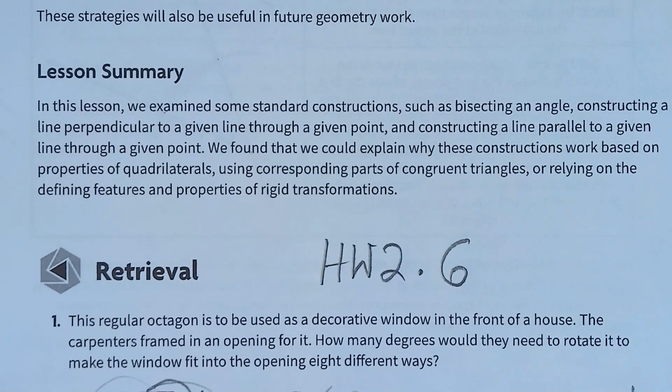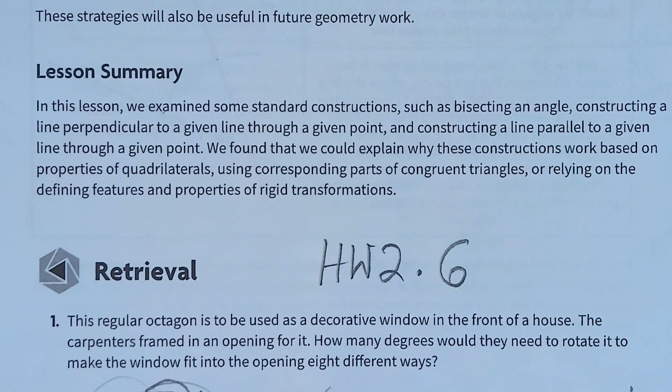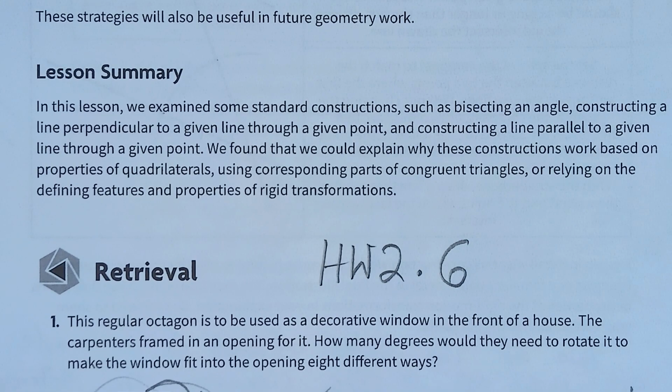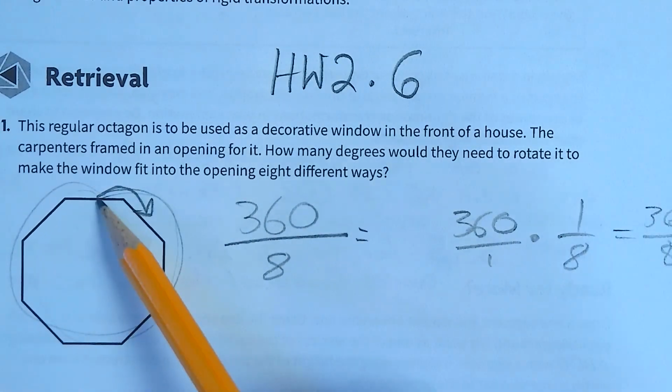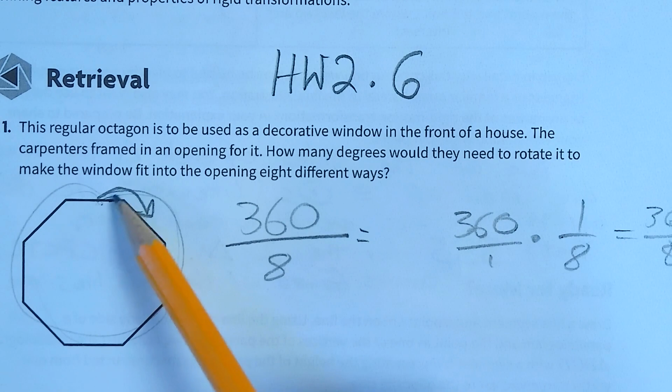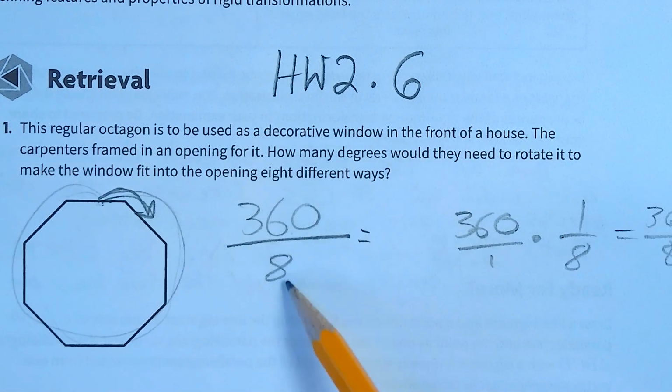The carpenters framed in an opening for it. How many degrees would they need to rotate it to make the window fit in the opening 8 different ways? Well, 360 is all the way around once, but you don't have to go all the way around. You can stop 1/8 of the way there. So we need 360 divided by 8.